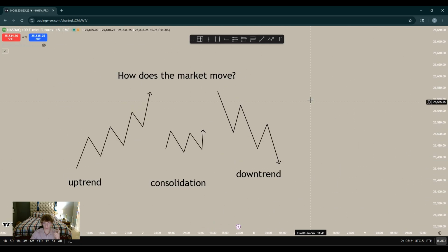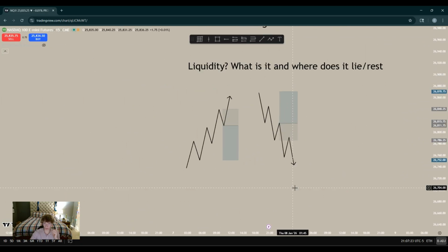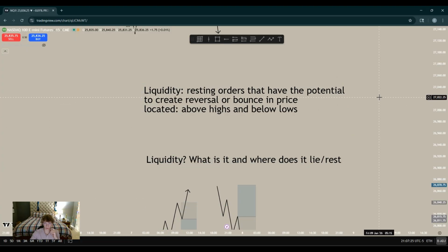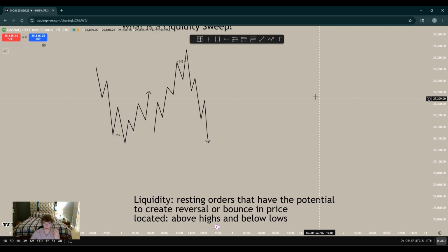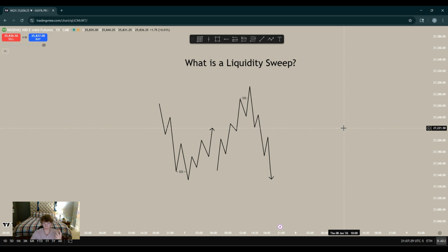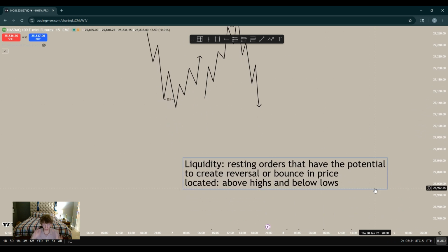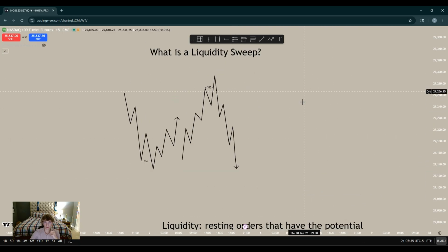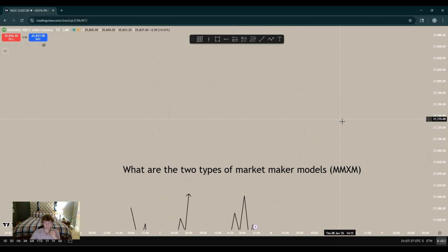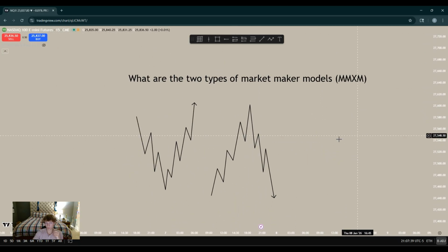The key is to know when price is going to reverse, though, when it's actually going to be a liquidity sweep. We'll get into that in much later videos, but I just want you to understand the concept of liquidity. Liquidity is money. Where does it rest? Above highs and below lows. The market moves constantly on liquidity. So now let's get into the market maker models.